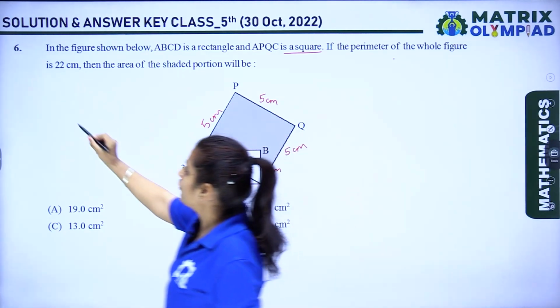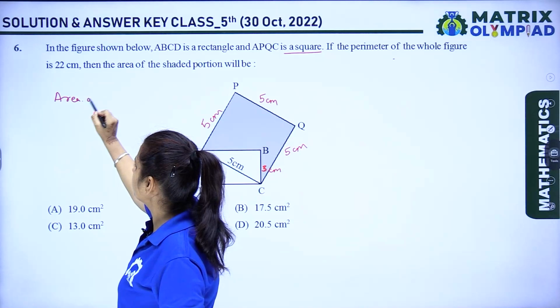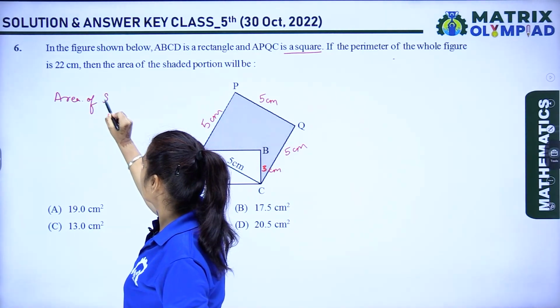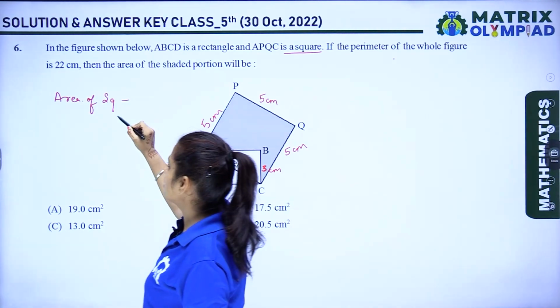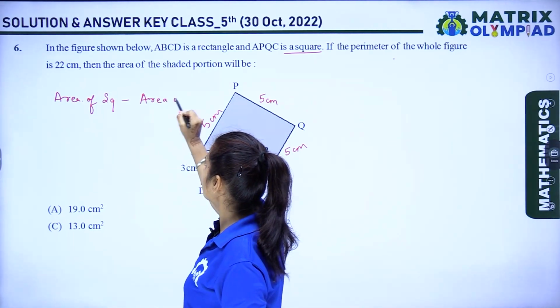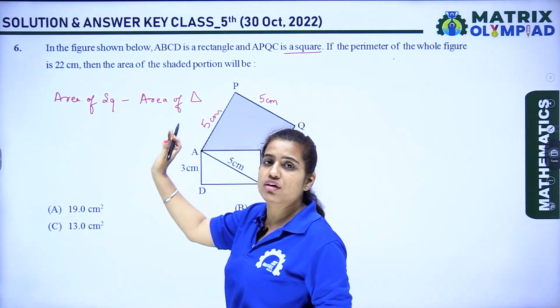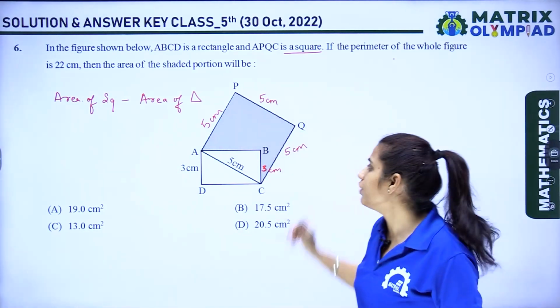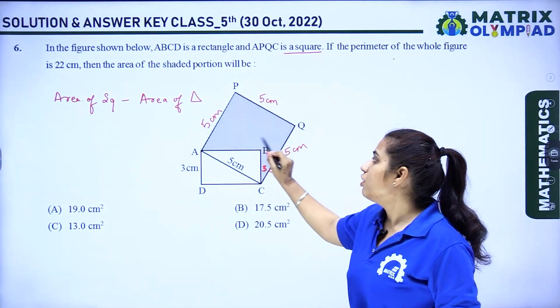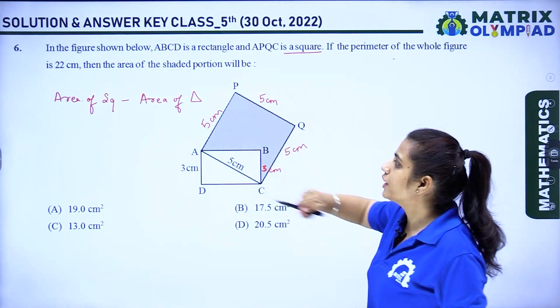So, what we have to do here? We have to first find out the area of the square. Then we have to find out the area of the triangle. So, we have to subtract the area of the triangle from the area of the square to find out the area of this shaded portion. So, we are given the perimeter 22.